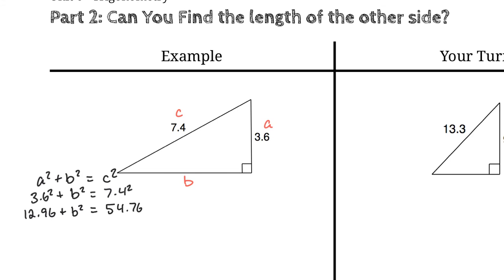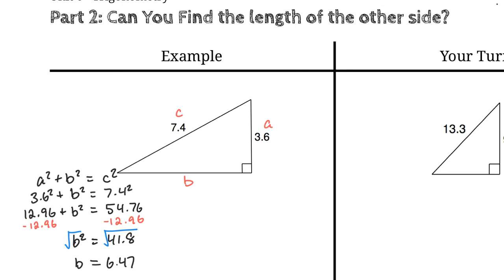So we need to solve for b, so we need to get this term with b on its own. So we need to get rid of this 12.96, and since it's being added to b squared, we need to subtract 12.96 from the entire equation. And then when we do that, we'll get b squared is equal to 41.8. And to get b on its own, we need to use our square root. So when we square root this equation, we're going to get that this is equal to approximately 6.47.